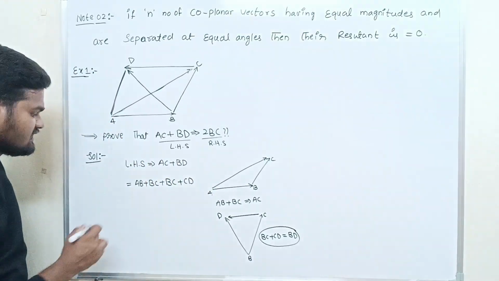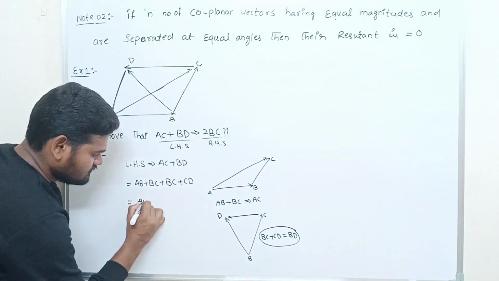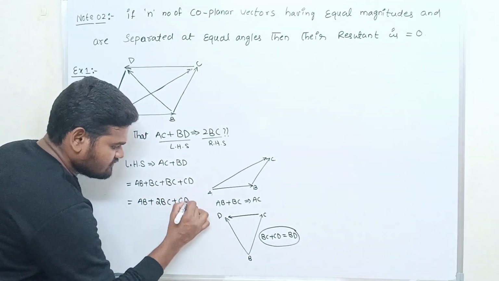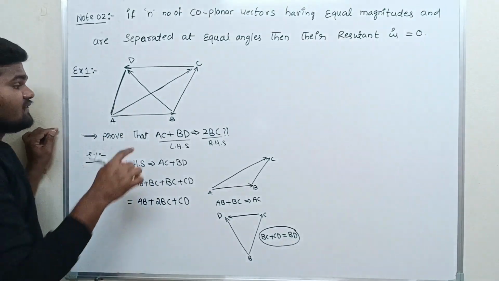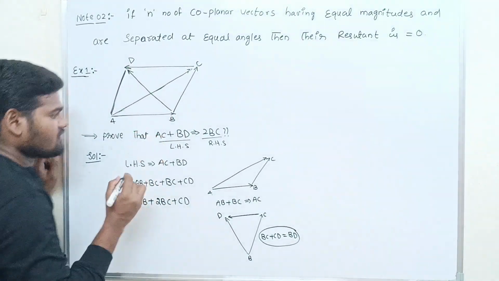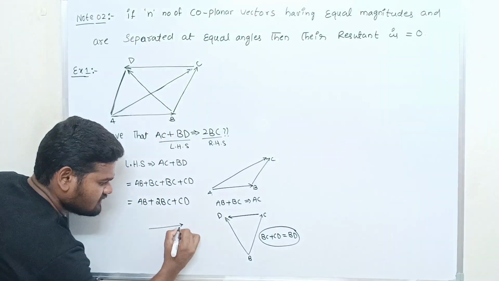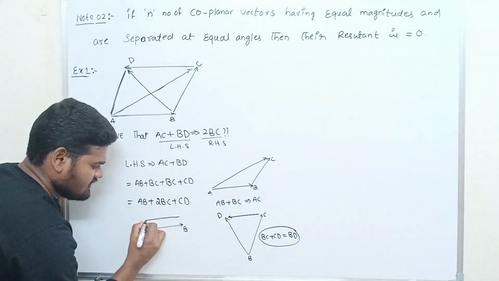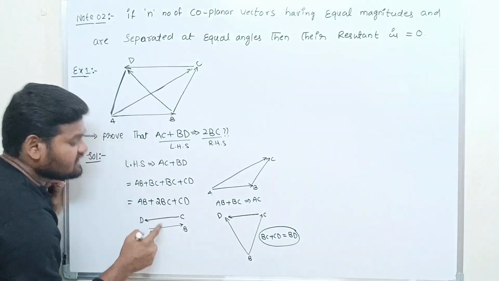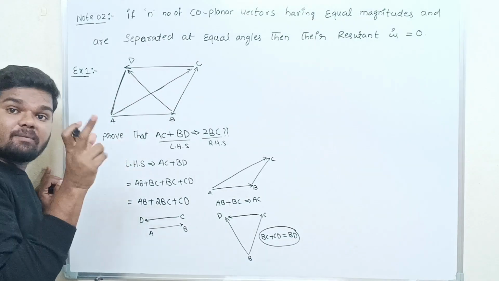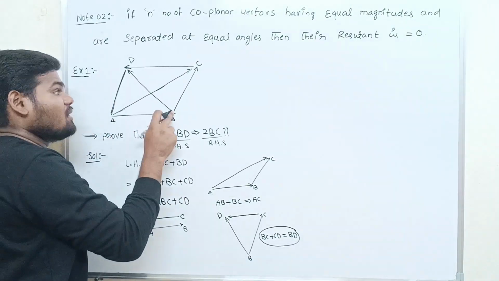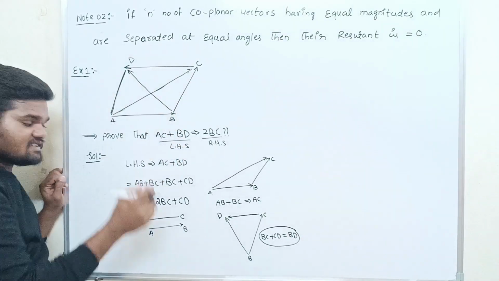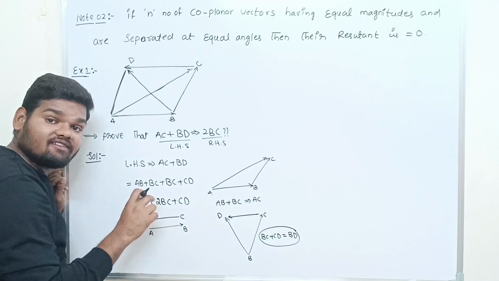Any doubts? Right. So AB plus BC plus BC is 2BC plus CD plus CD. Have a look. From this figure, it is clear that AB is in this direction, and CD is in this direction. So these two vectors have equal magnitudes but opposite directions.